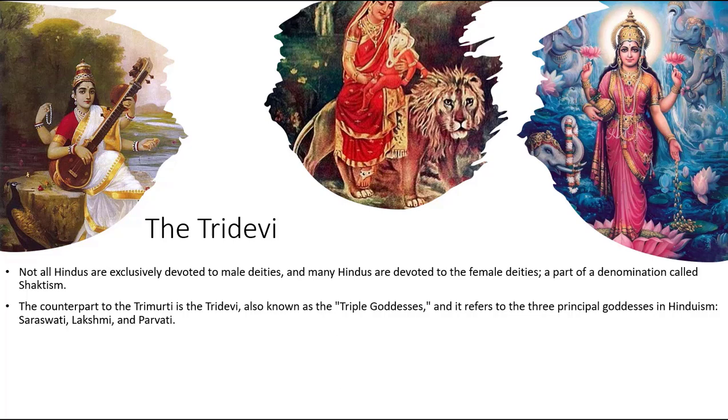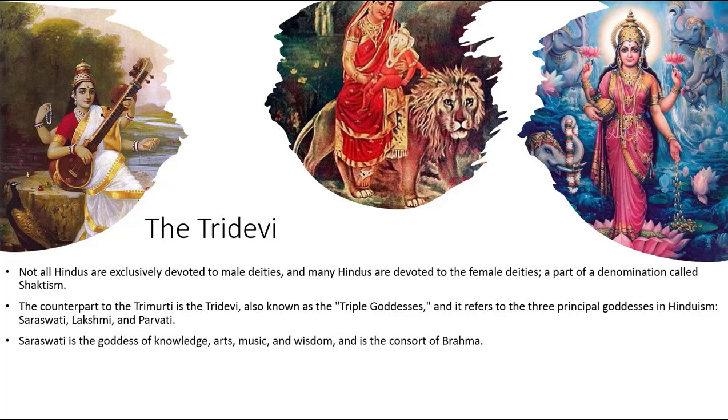So let's talk about the three here. Sarasvati is the goddess of knowledge, art, music, and wisdom. As you can see here on the left, she's often depicted playing a musical instrument known as a veena, and is always sitting on a lotus flower. She is the consort of Brahma, and is generally shown as having four arms, one holding a book, one holding rosaries that are used in prayers, one holding a water pot, and always holding a musical instrument.